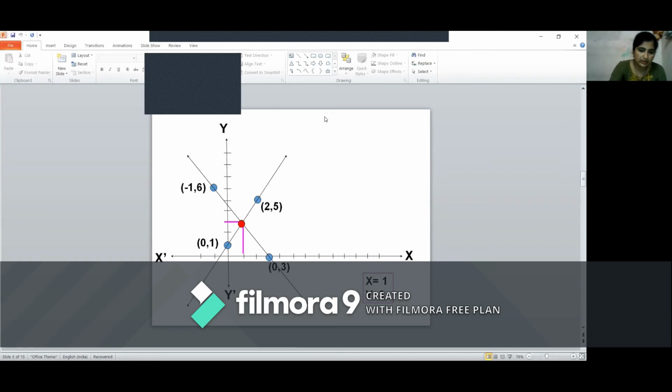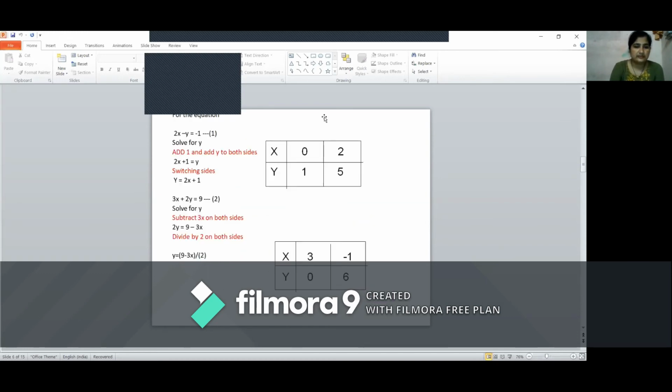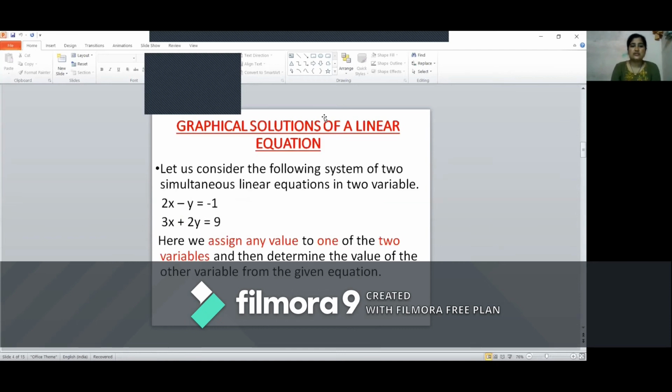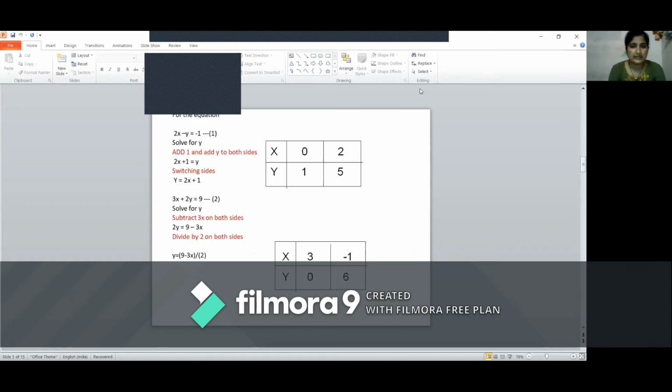If we draw the perpendicular line on the x-axis, what is the value of x? It is 1. And if we draw the perpendicular line on the y-axis, I have here the value of y as 3. So x is 1 and y is 3, and we can write it in the ordered pair (1, 3). That is the solution of the given system of linear equations. Which system? The system is x minus y is equal to -1 and 3x plus 2y is equal to 9. So this is the graph method to find the solution of a system of linear equations.